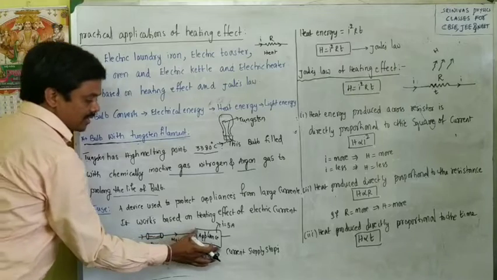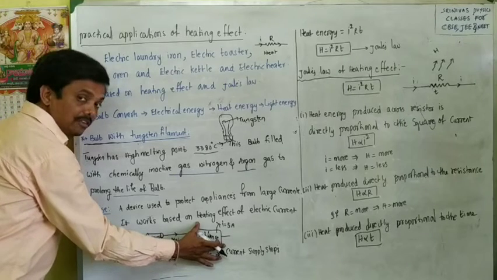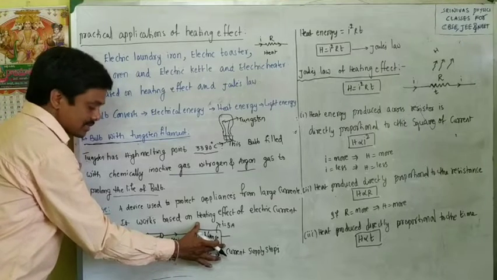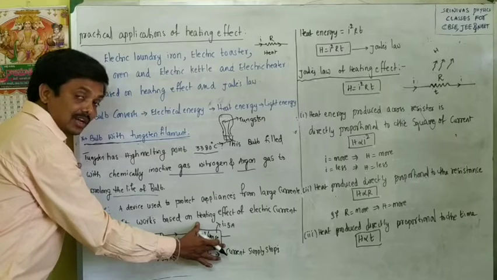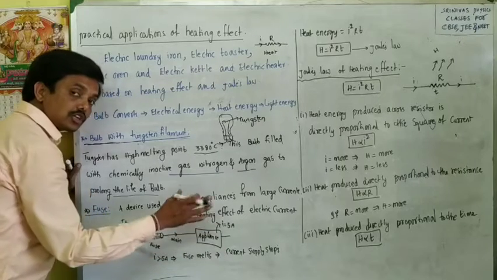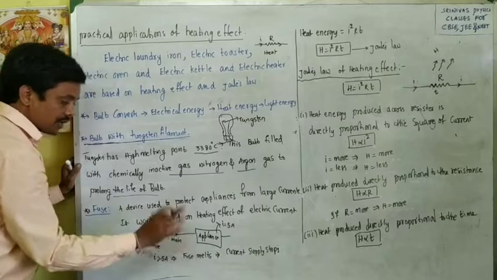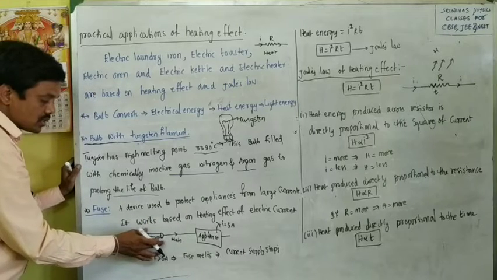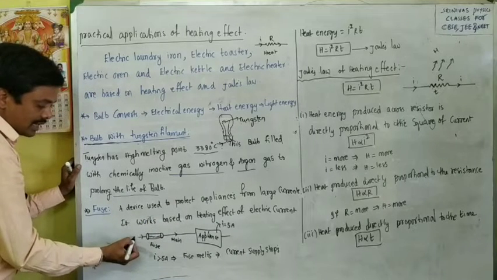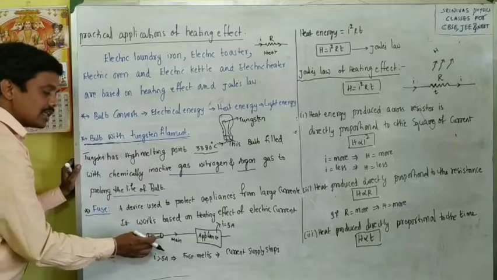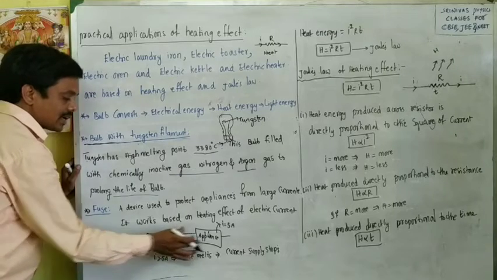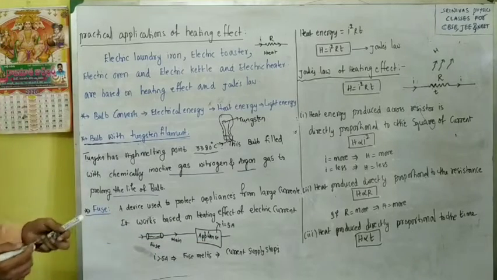And here, for example, if this appliance requires less than 5 amperes, and more than 5 amperes comes, then it will be damaged. To protect from that, we will use a fuse. If the current exceeds 5 amperes, then automatically this fuse will melt and the current supply will stop. Like that the fuse will operate.